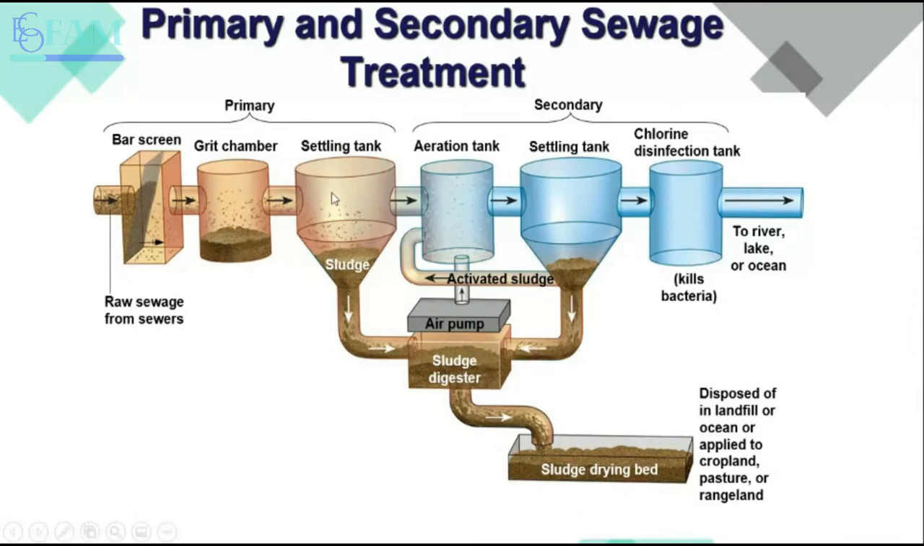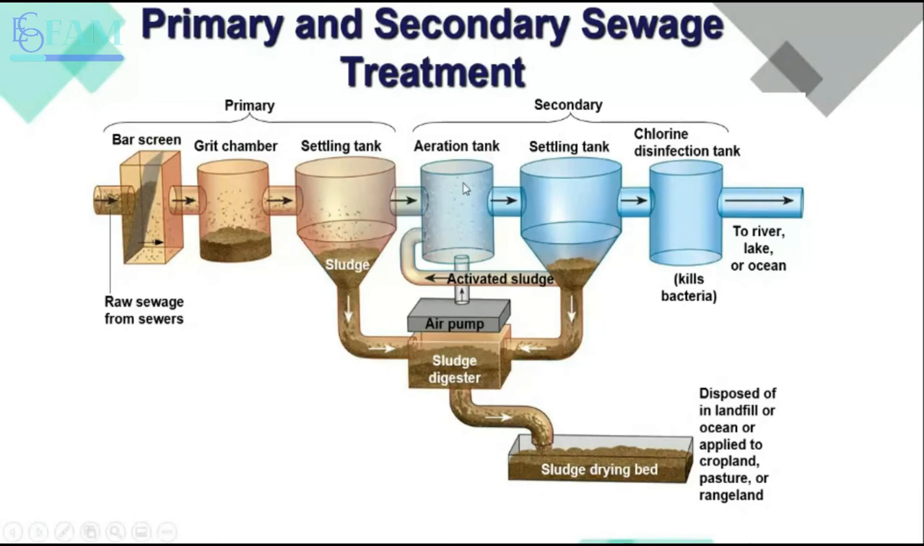And then the settling tank, where also because of gravity, most of the sludge is settled down, and it is then removed through the sludge digester and sludge drying pad. This all includes the bar screening, grit chamber and settling tank. This is called the primary treatment.